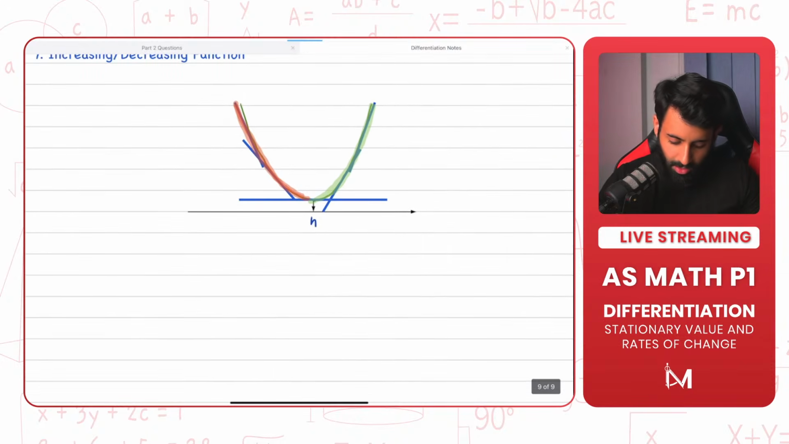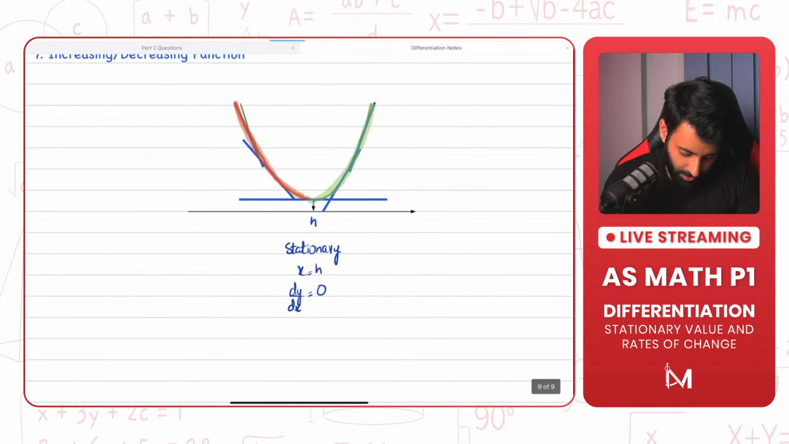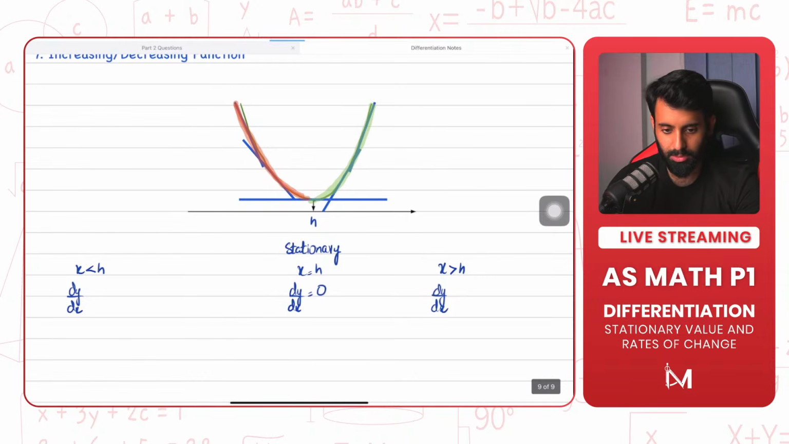Now, this curve we know very well is stationary when x is equal to h. Why? Because that is when dy by dx, the gradient, is equal to 0. So this is stationary when x is equal to h, that means when dy by dx is equal to 0. Now what happens when x is greater than h, and what happens when x is less than h? Let's start with x is greater than h. What do you think the gradient, dy by dx, would be? Question for you guys.